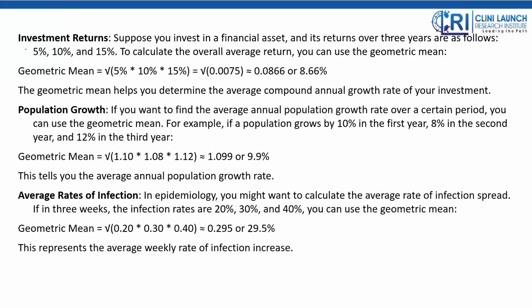Investment returns is one example. Suppose you invest in a financial asset and the returns over 3 years are recorded like this: 5%, 10%, 15%. You want to calculate the overall average return. So you apply the formula and you get that the overall return was 8.66 in all the 3 years. It is fluctuating, no? It depends upon the stock market.